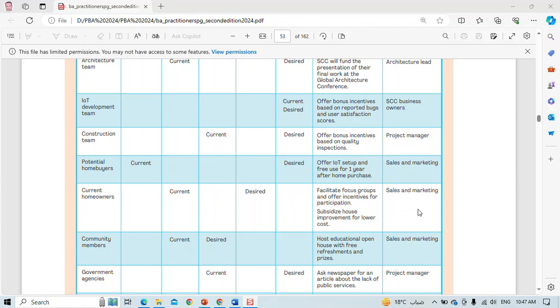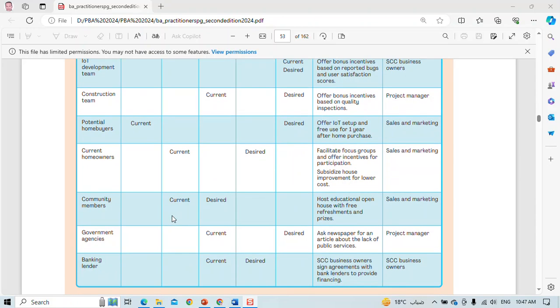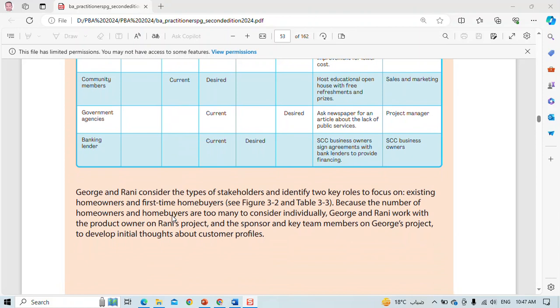The owner of this action is the sales and marketing department. Then we can go through community members, government agencies, banking lenders, and so on. So George and Rani consider the type of stakeholder and identify two key roles to focus on: existing homeowners and first-time home buyers. And actually, each of these categories may include many stakeholders. So to save our effort and our resources, we will consider each category as a persona.